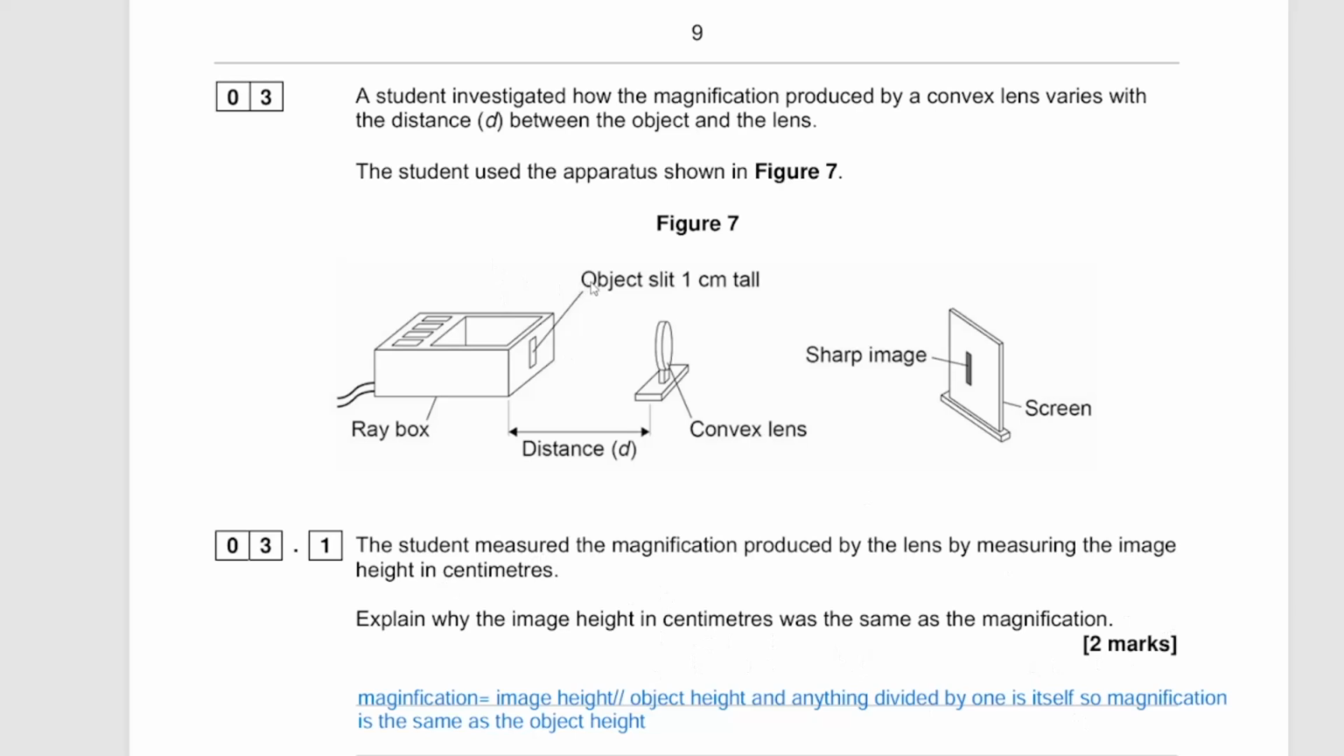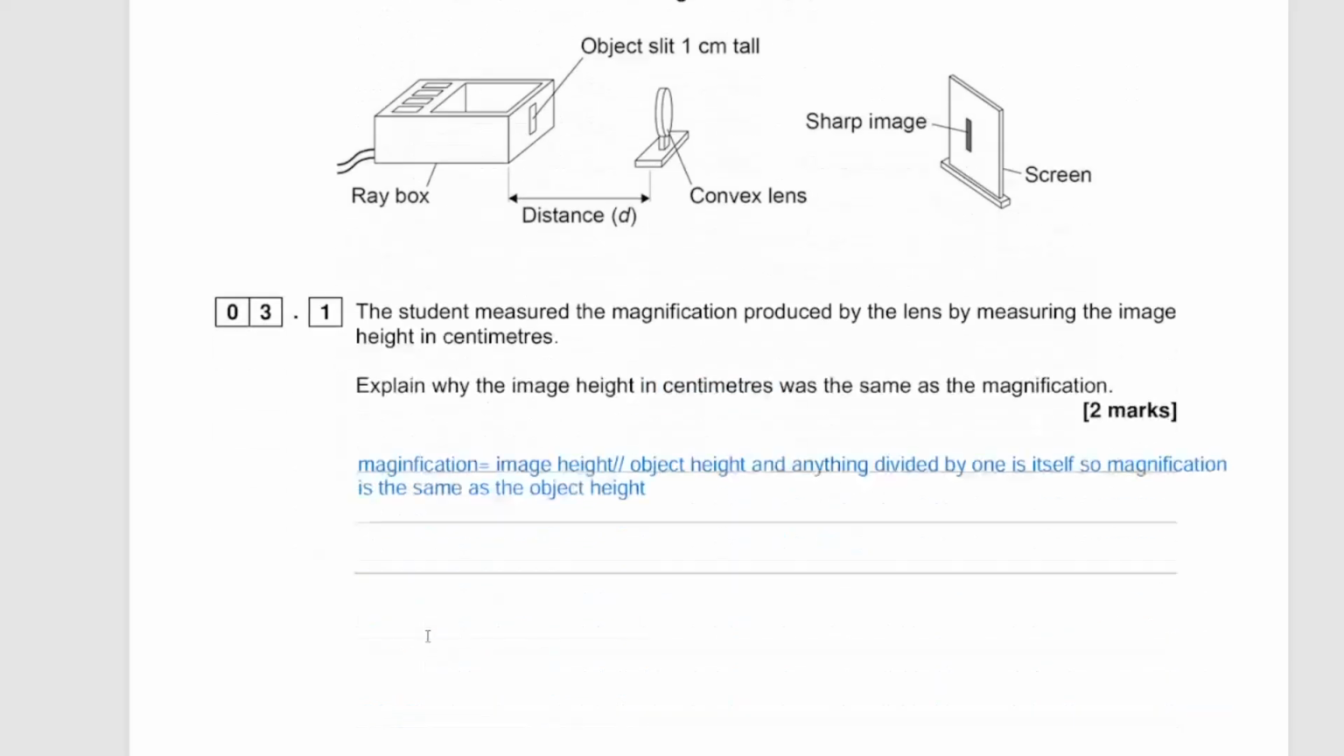Now this is due to the object slit being 1 centimeter tall. And because magnification is image height over object height, and the object height is 1, and anything divided by 1 is itself, so magnification is the same as image height. And you need to pay attention because it clearly says in centimeters. And anyway, moving on.